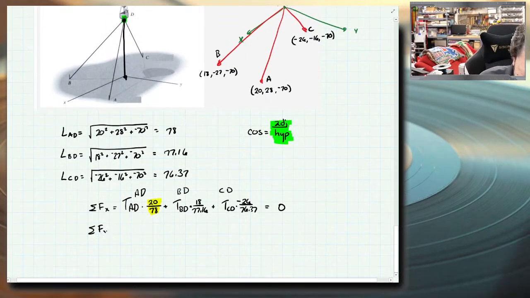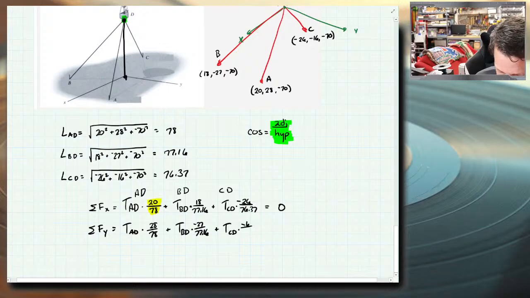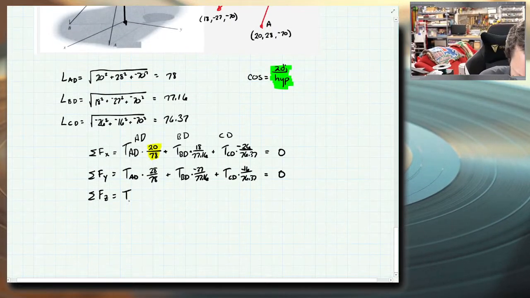And then we write y. TAD, again, I'm doing all the ADs first. So the y component of AD is 28, same hypotenuse. BD times negative 27 over 77.16. CD times negative 16 over 76.37. And there is no y component of the cable force from the balloon. TAD times, these are all 70, right? Negative 70.